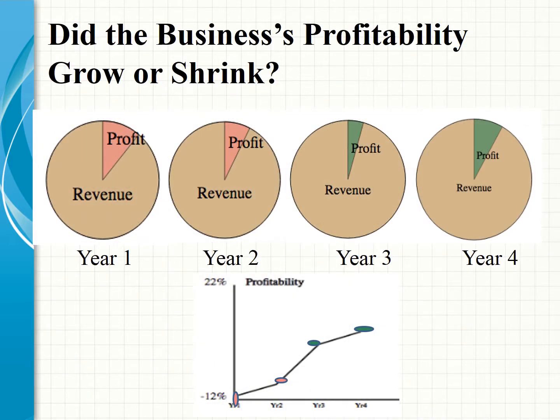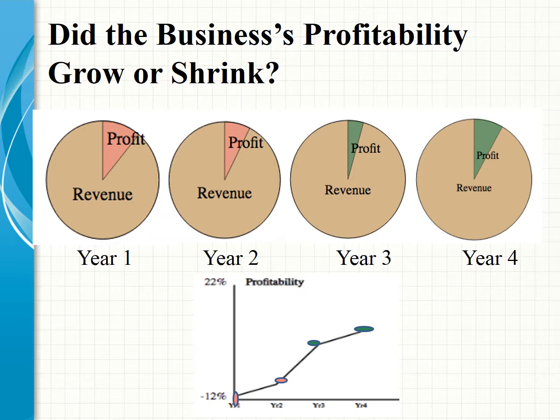Did the business's profitability grow or shrink? Although traditional financial statements show financial data in numeric form, this presentation shows financial data in visualization to communicate key financial issues. These 4 pie charts and the associated graphs show the profitability of a hypothetical business. Some years had losses, some had gains.